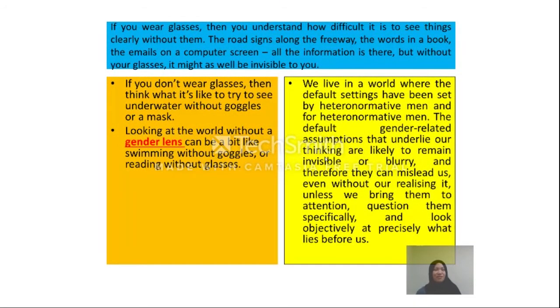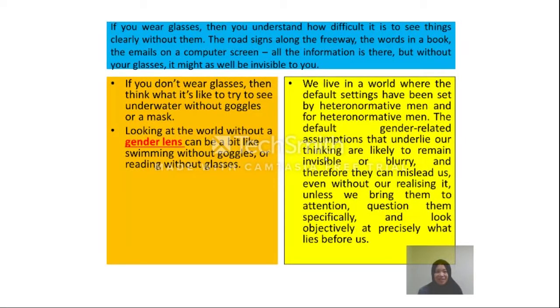So first, if we wear glasses, then we understand how difficult it is to see things clearly without them. The road signs along the freeway or along the highway, the words in a book, the emails that we usually read on a computer screen or in our mobile phones, all the information is there. But without your glasses, it might as well be invisible to you.